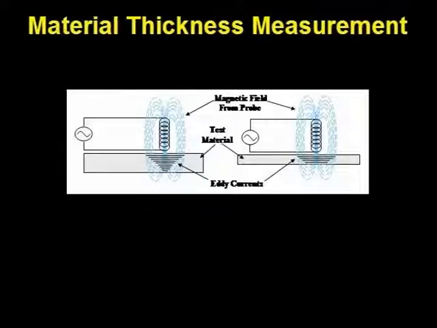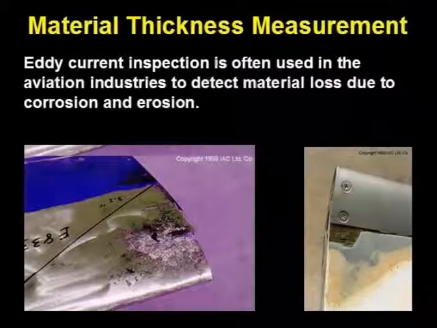This slide illustrates the amount of eddy currents present in different thicknesses of material. The strength of the eddy currents will be larger for the thicker material because more eddy currents can be supported. Eddy current thickness measurement is often used to detect material loss due to corrosion and erosion. This method is especially useful in the aviation industries because aluminum is highly conductive but not magnetic. Iron-based materials have a large permeability which makes deep penetration of the eddy currents more difficult.